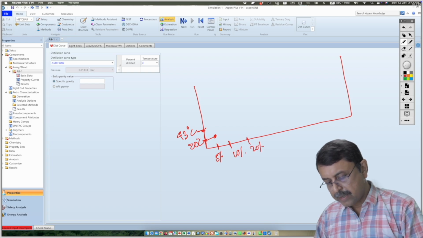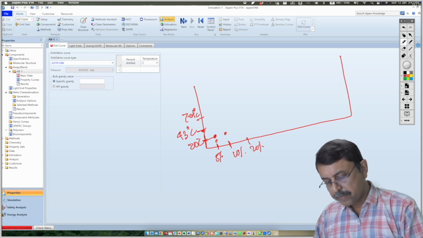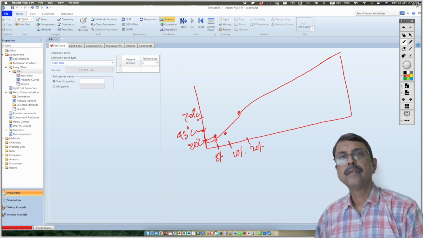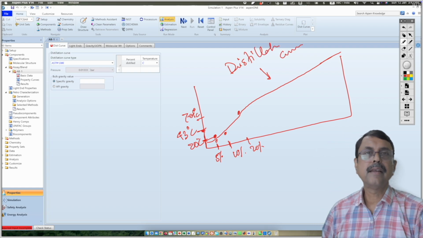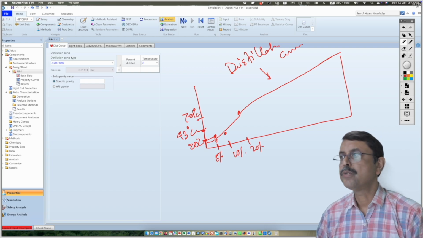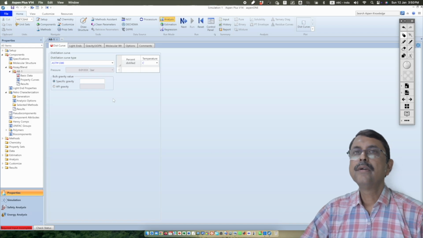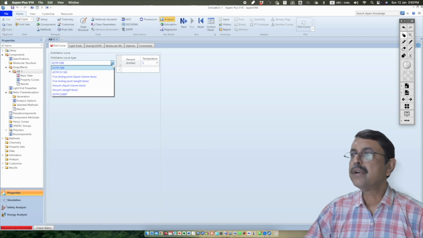Then 20%, it reaches some 70 degrees centigrade, and so on. So if you plot this data, you will find a curve which looks like this. So this is called the distillation curve. Okay. So this distillation curve is very important for characterizing the petrochemical product or blend. So we have to provide the data in terms of the distillation curve type.